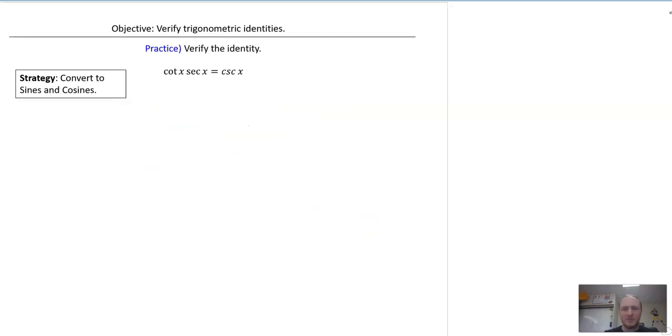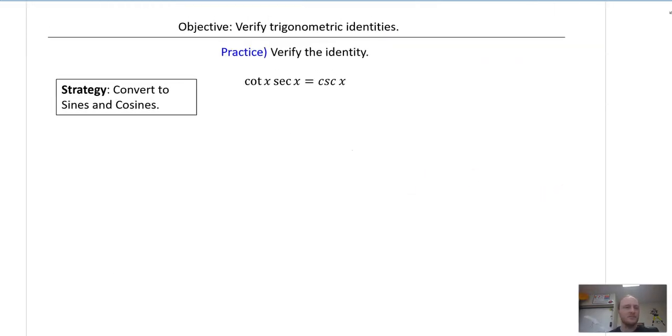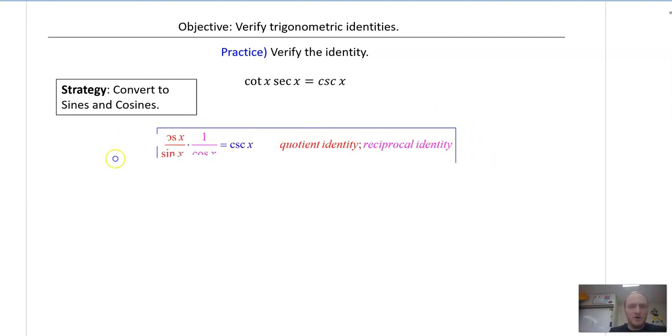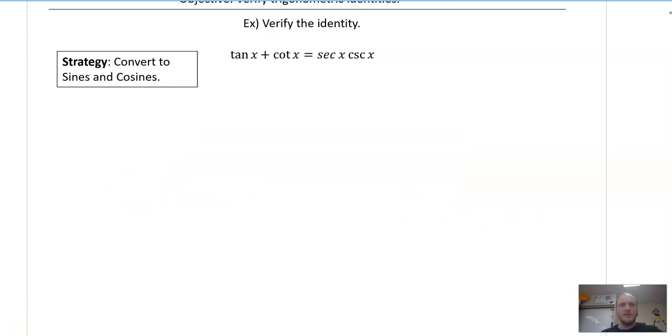Here is a practice problem. Please go ahead, pause the video. I want you to try this one. Okay, hopefully you paused the video, and here is the answer. First, you use your quotient identity, and you put it in sine and cosine. Then I can simplify some stuff, and last but not least, you use your reciprocal identity. Very straightforward.